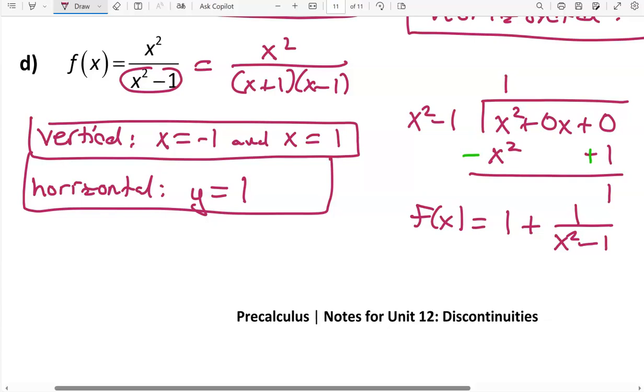No slant asymptote this time. Notice for this one that, again, long division is the only way to do this since we have a quadratic divisor.